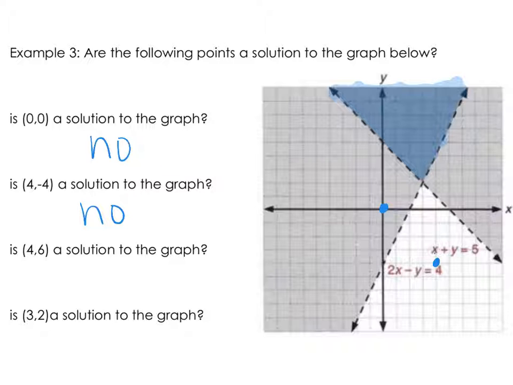Okay, let's look at the point 4, 6. 4, 6 falls right there, which is in that overlap. So we would say, yes, that is a solution to our system of inequalities. Okay, then our last point is 3, 2. So 3, 2 falls on our lines. It is at the point of our double shaded region, but it's on 2 dashed lines. And we know that dashed lines do not equal. So we're not going to include it, which means that this point 3, 2 would be a no because it's on a dashed line.